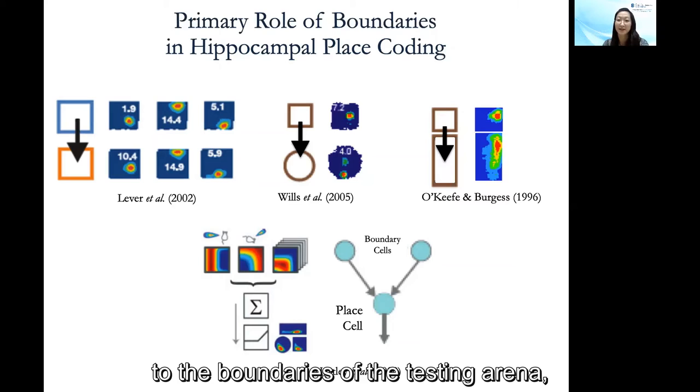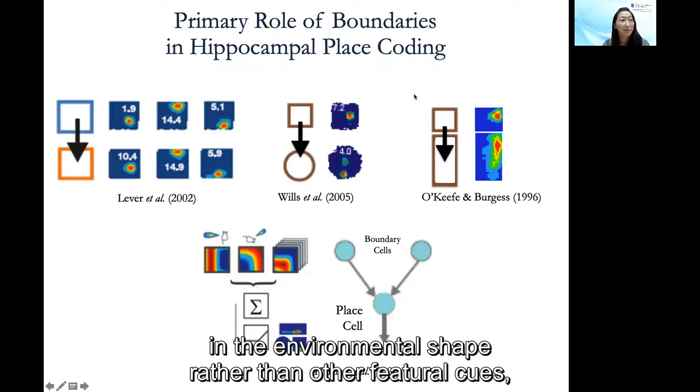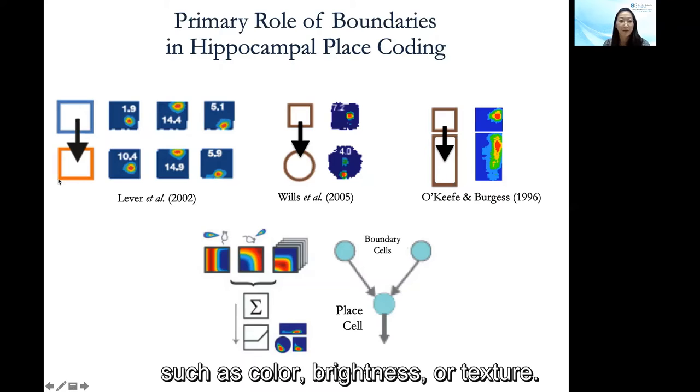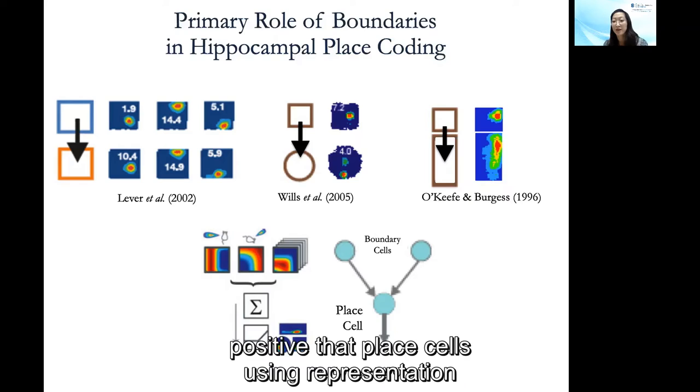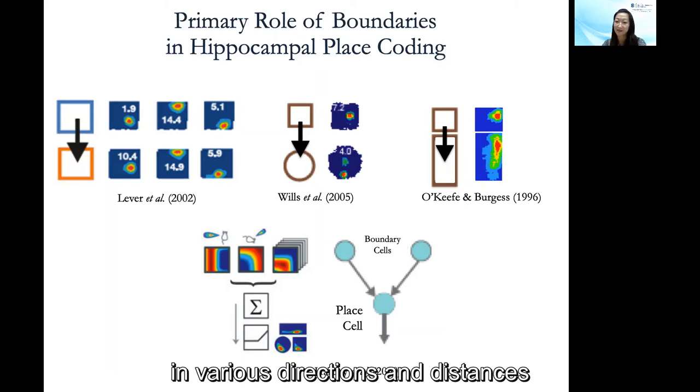So it has been known for decades that place cells are actually sensitive to the boundaries of the testing arena, responding more readily to changes in the environmental shape rather than other featural cues such as color, brightness, or texture. An influential theory of spatial mapping called the boundary vector cell model posited that place cells, using representation of the boundaries around the animals in various directions and distances, could collectively provide a map for the place cells to encode location.